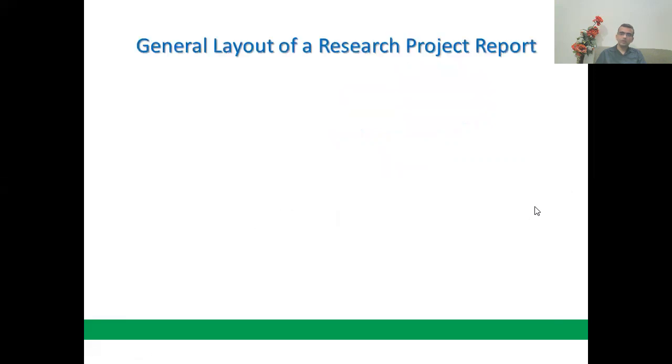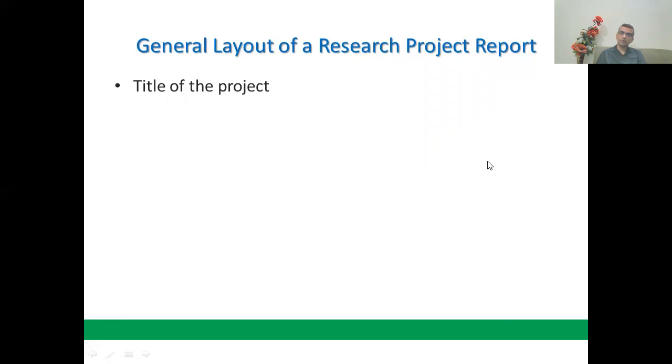Next, I will talk about the general layout of a research project report. The project report can be of different types, but I will just discuss a general type, that most of the time the project report will have these constituents or parts. So the first part is the title of the project. That is obvious, that has to be there, because unless the title is decided, the student cannot go further. The supervisor has to advise the student about the title of the project, what he or she needs to work on.